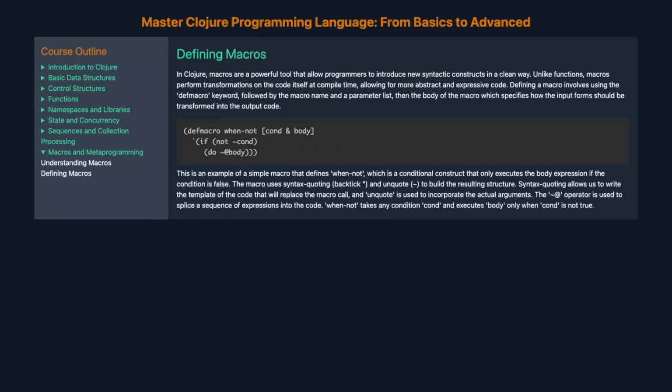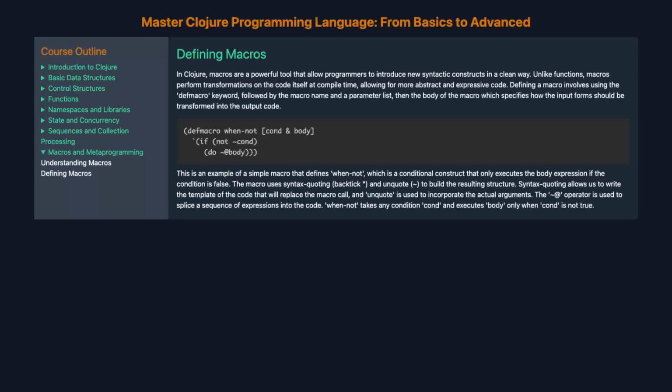Defining macros. In Clojure, macros are a powerful tool that allow programmers to introduce new syntactic constructs in a clean way. Unlike functions, macros perform transformations on the code itself at compile time, allowing for more abstract and expressive code. Defining a macro involves using the defmacro keyword, followed by the macro name and a parameter list, then the body of the macro, which specifies how the input forms should be transformed into the output code.